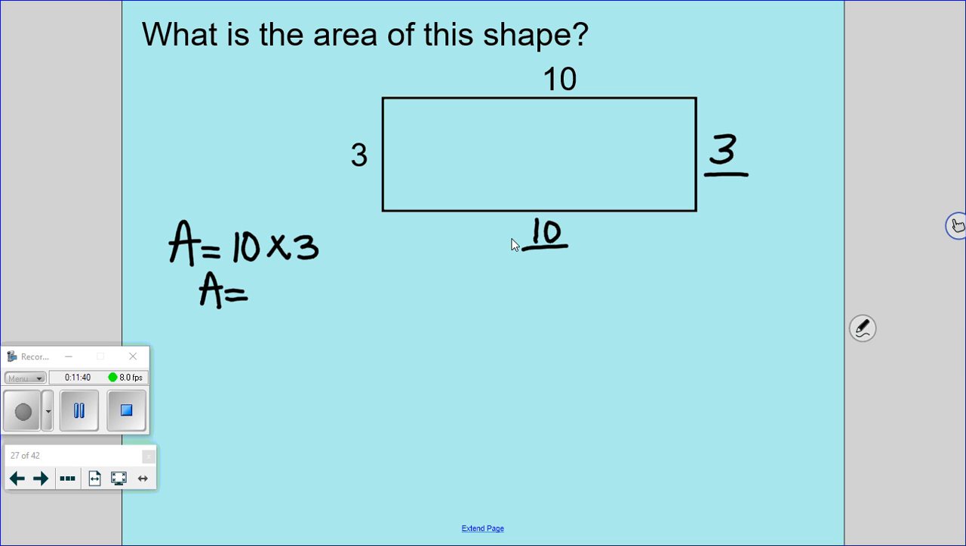What is my area? Lily? 30. What's the rest of it? Units. Squared units. Remember, we're putting in imaginary squares inside here. So my units have to be squared.